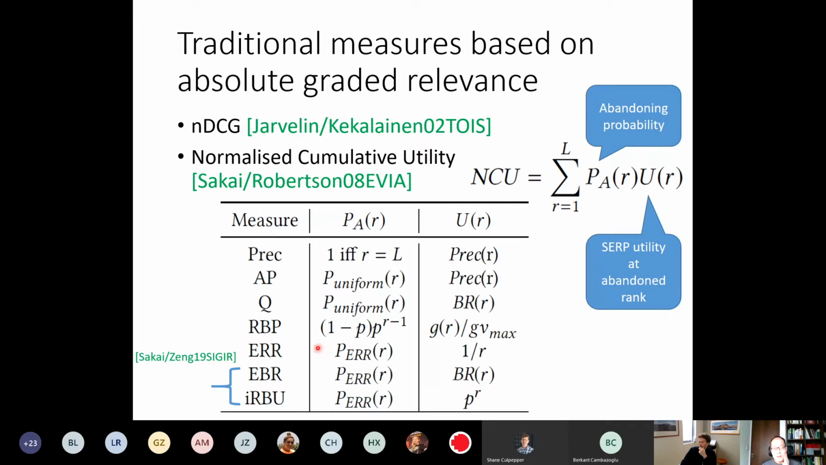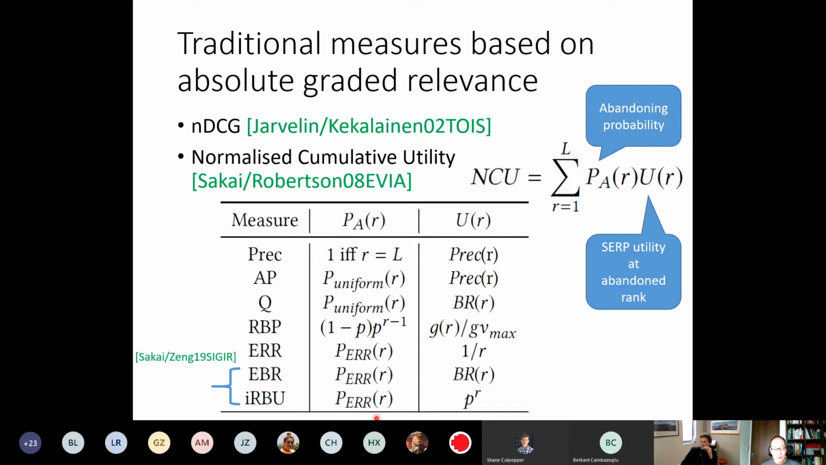If you look at ERR, this is an interesting measure because this stopping probability, as you know, depends on the actual relevance in the search result. So, for example, if you see a highly relevant document, that means fewer people will go further down the list. And then the utility is given by reciprocal rank. That's ERR. So you can see that these variants are just different combinations of these probabilities and utility functions.